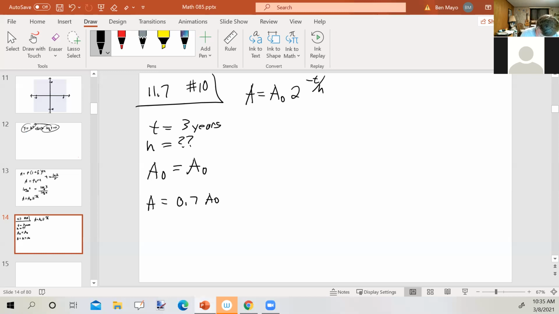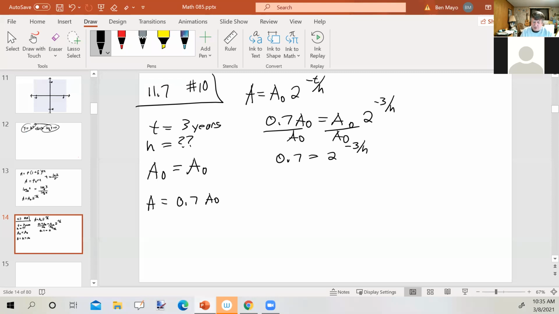All right, now plugging in the numbers and quantities, we get 0.7 A sub 0 equals A sub 0 times 2 to the negative 3 over h power. Dividing both sides by A sub 0, 0.7 equals 2 to the negative 3 over h power. Taking this exponential equation and changing it to a logarithmic equation, we get log base 2 of 0.7 equals -3 divided by h.